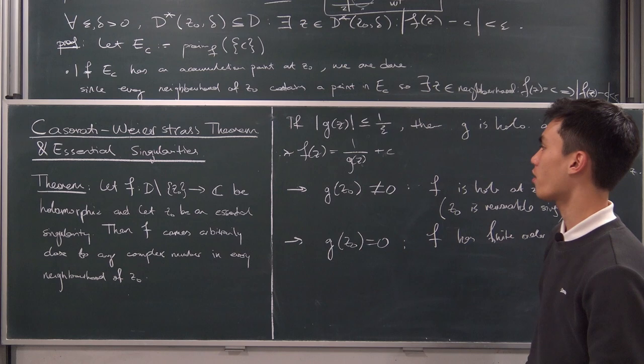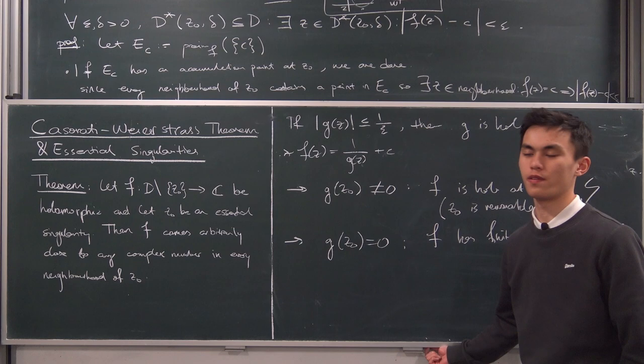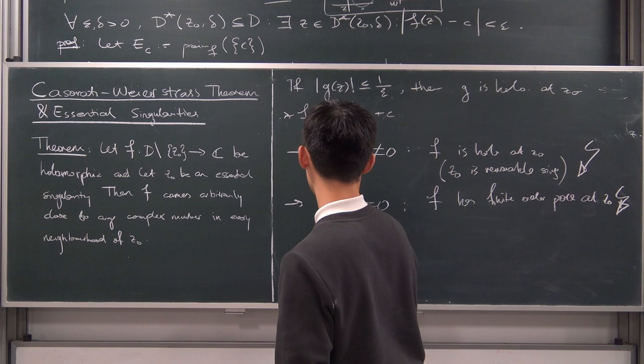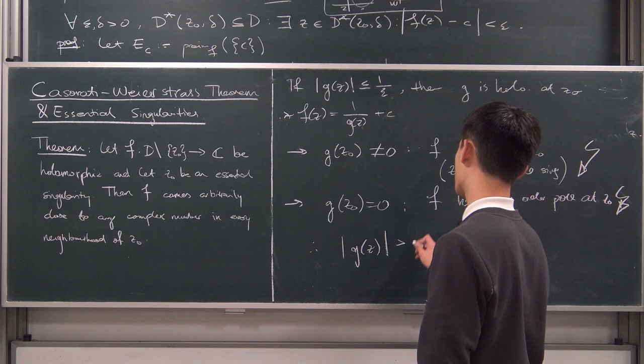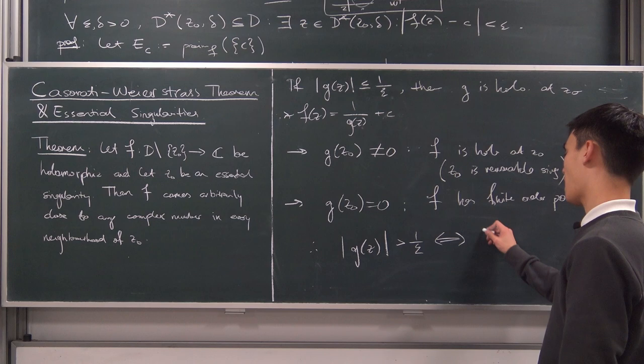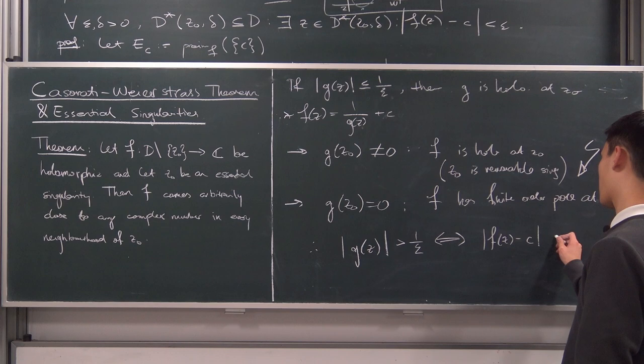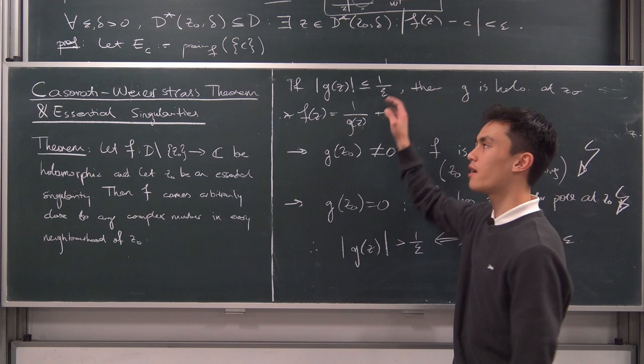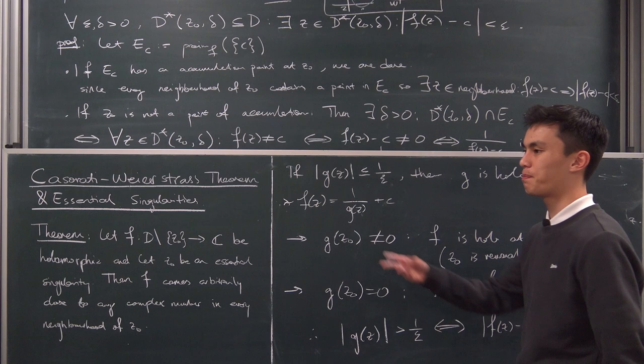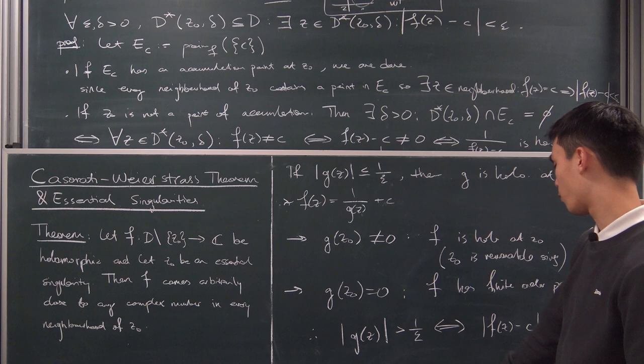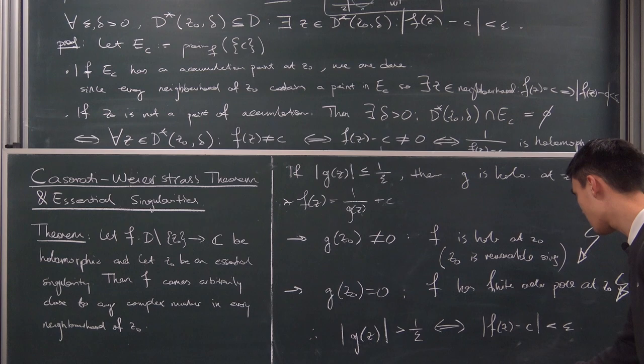So what went wrong over here? It was because we supposed that modulus of g of z was less than or equal to 1 over epsilon. This assumption gave us trouble. Therefore, the modulus of g of z had to be greater than 1 over epsilon. This is equivalent to saying the modulus of f of z minus c is less than epsilon. And this is exactly what we wanted to show, because we fixed a delta, we fixed an epsilon, and then we had some holomorphic disk, and we picked a point c in our complex plane that we want to map to, and we showed that we must be able to get arbitrarily close to this complex number of our choosing. So this wraps up the proof of the Casorati-Weierstrass theorem.